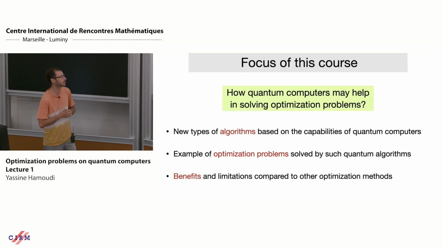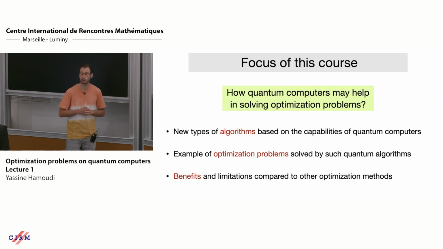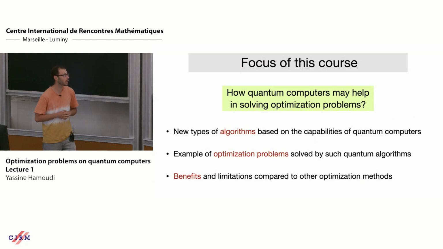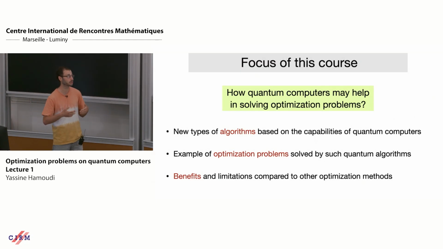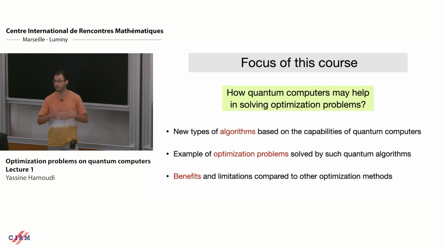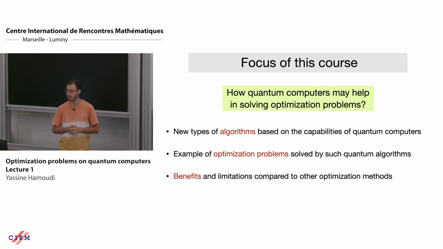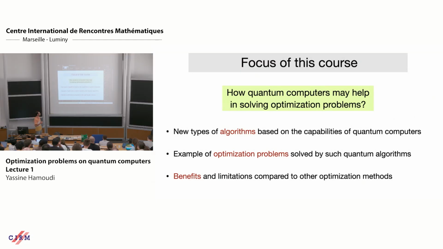A second thing that we'll try to see is examples of concrete optimization problems that can be solved with this kind of quantum algorithms. Okay, so of course, you cannot hope to have a very generic optimization algorithm that solves all optimization tasks. You have to be specific to some problem. And last thing is discussing some benefits and limitations of those quantum algorithms compared to alternative optimization methods. So this is a point we'll try to cover during the 2 lectures.